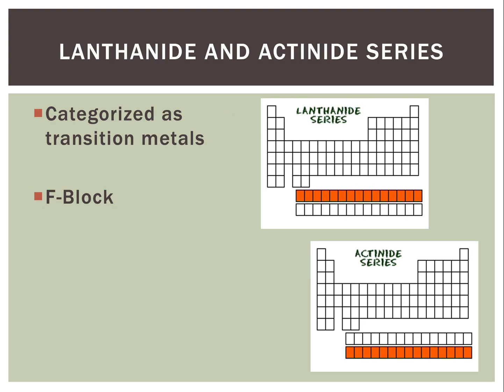Now, my last 2 groups that we're going to look at are my lanthanide and my actinide series. So these 2 rows on the bottom of the table are part of my F block, and they are categorized as transition metals, but they have their own special names. So they actually fit into this little place right here on the table. And the lanthanide series starts with lanthanum, however you want to pronounce it. I don't know the right way. And then my actinide series starts with actinium. So they're really easy to figure out which one's which when you're looking at a periodic table.